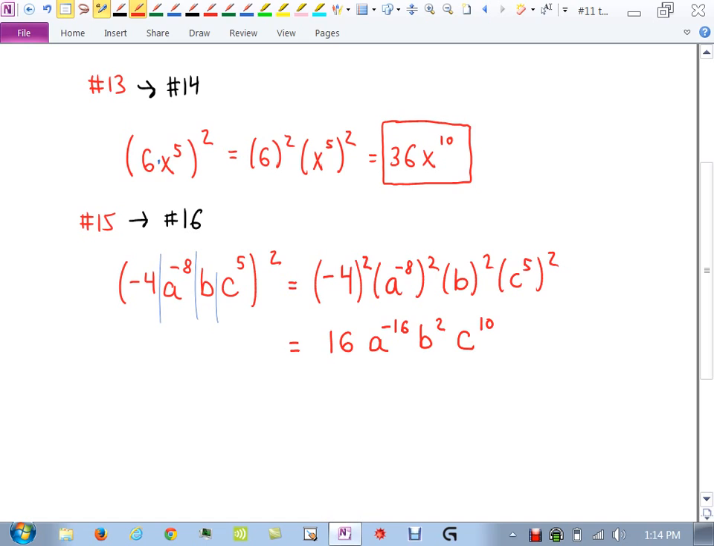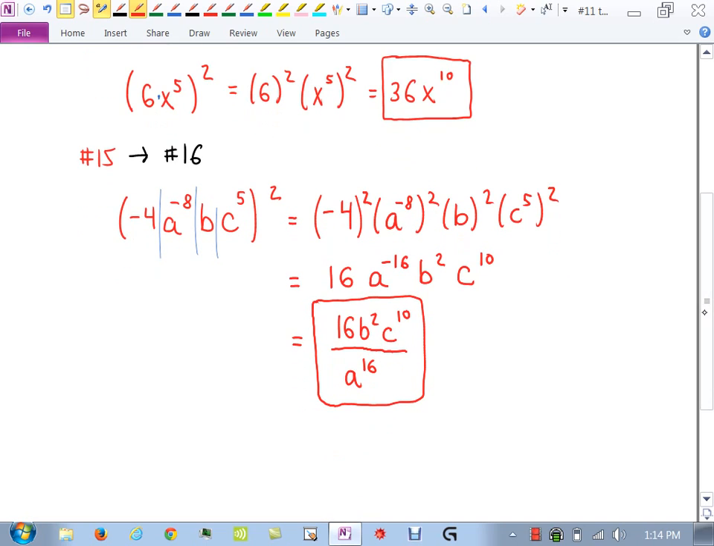Are we happy with that answer? No, the only problem is that a to the -16, right? We want to drop that down. And when we say drop it down, what we mean is we're going to leave the 16, the b squared, the c to the 10th up top, and then we create a fraction out of it, and the a to the 16th goes down and stays down there by itself in the denominator.